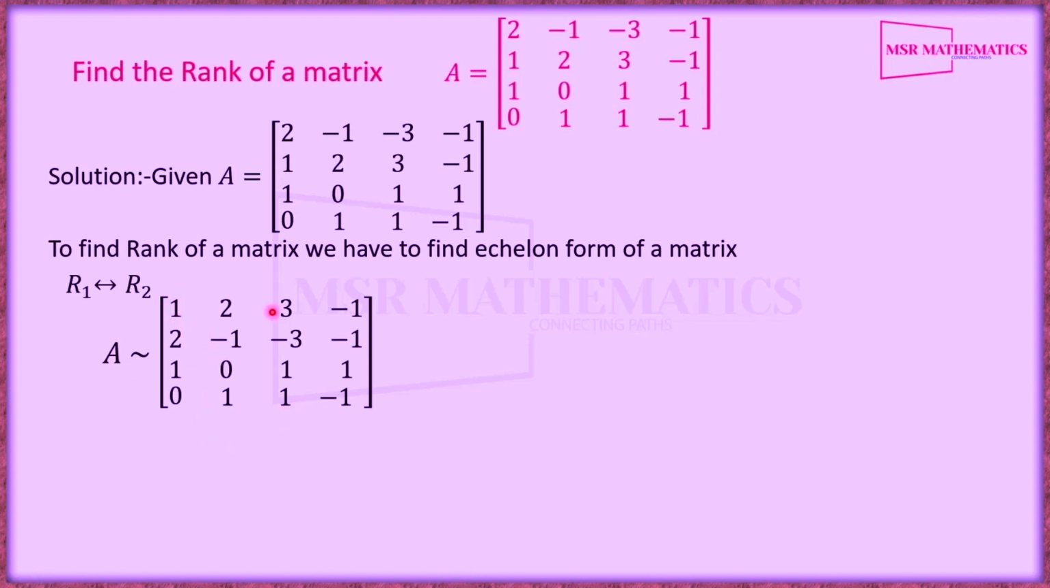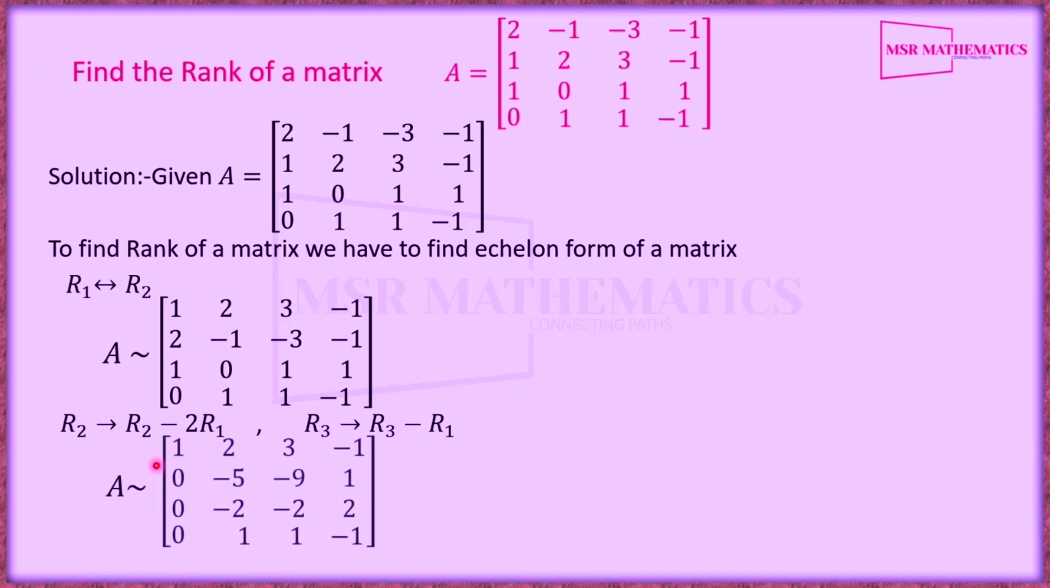Next, the leading entry in each row should be unity. Here in the first row the leading entry is 1. Next step, below this leading entry all the values must be 0. For that, R2 is 2 here, so to obtain 0 we apply the elementary operation R2 minus 2 R1. Similarly, R3 is 1 here, so to obtain 0 we take R3 as R3 minus R1.